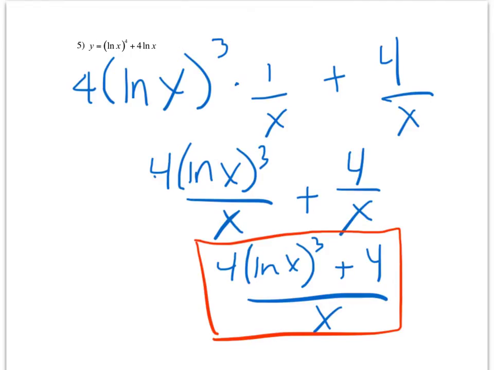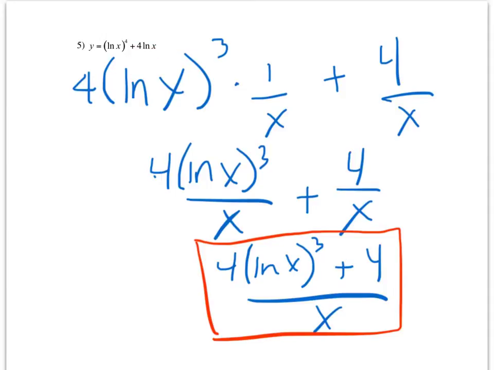Next problem. y equals ln x to the 4th plus 4 ln x. In this problem, we take the derivative of the first one, which is the 4 right there. It comes to the front, and then you subtract 1 from 4 and leave the middle the same. Then you multiply by the derivative of the inside. Since the derivative of ln x is 1 over x, we just multiply by 1 over x, because we're using the chain rule. And then we leave the first function alone.